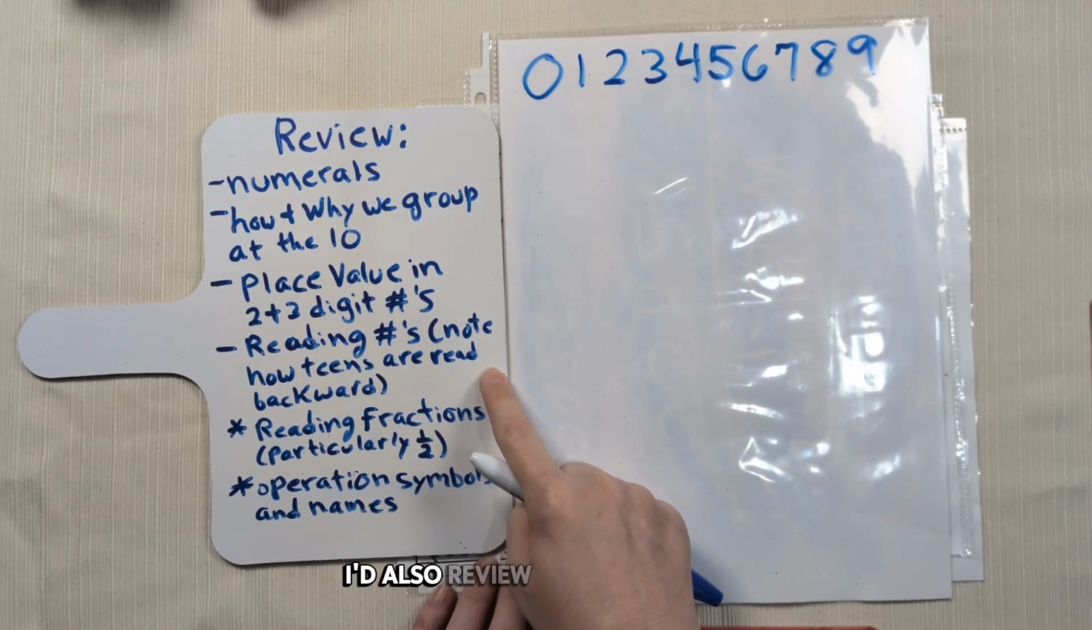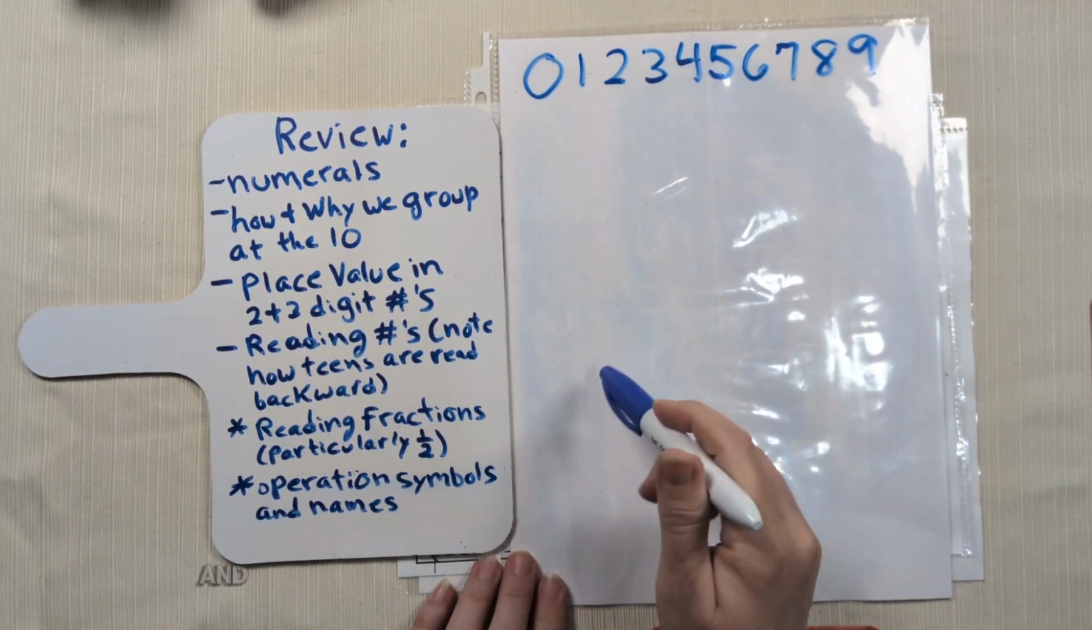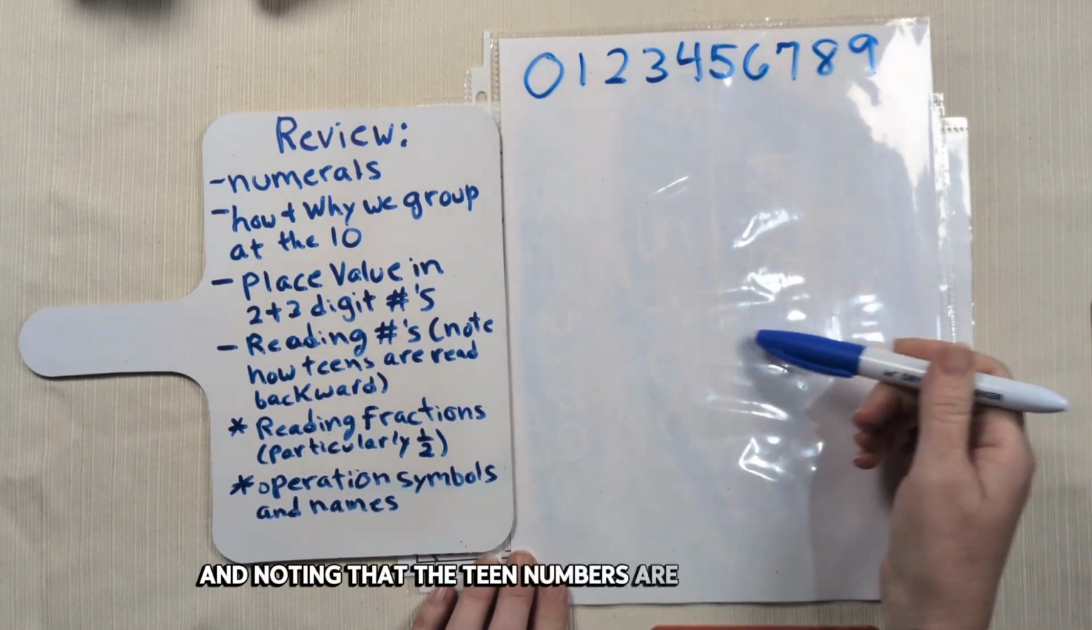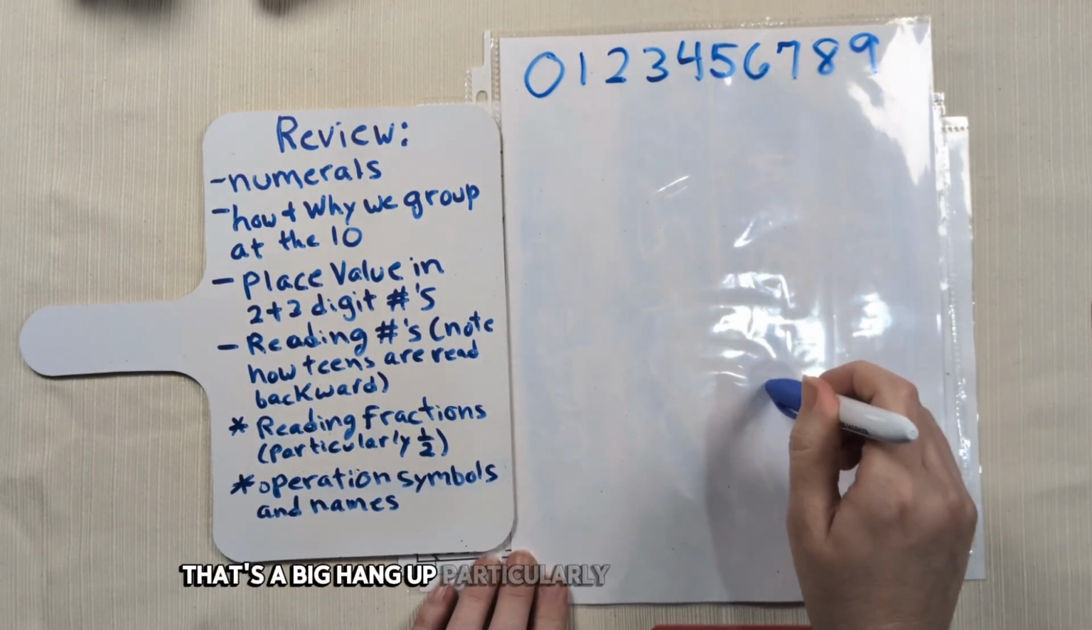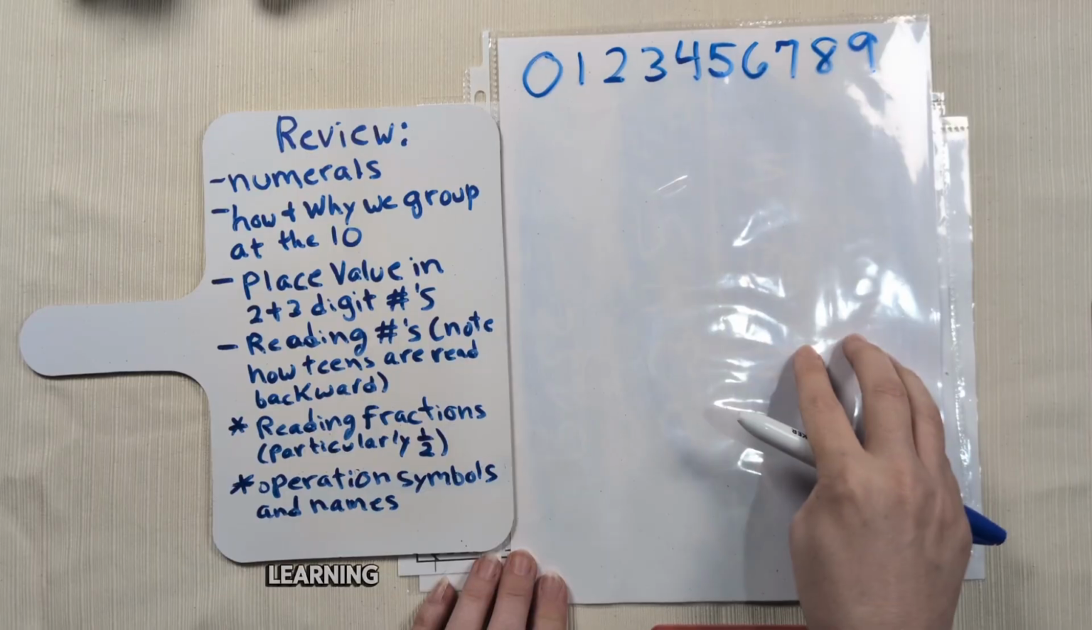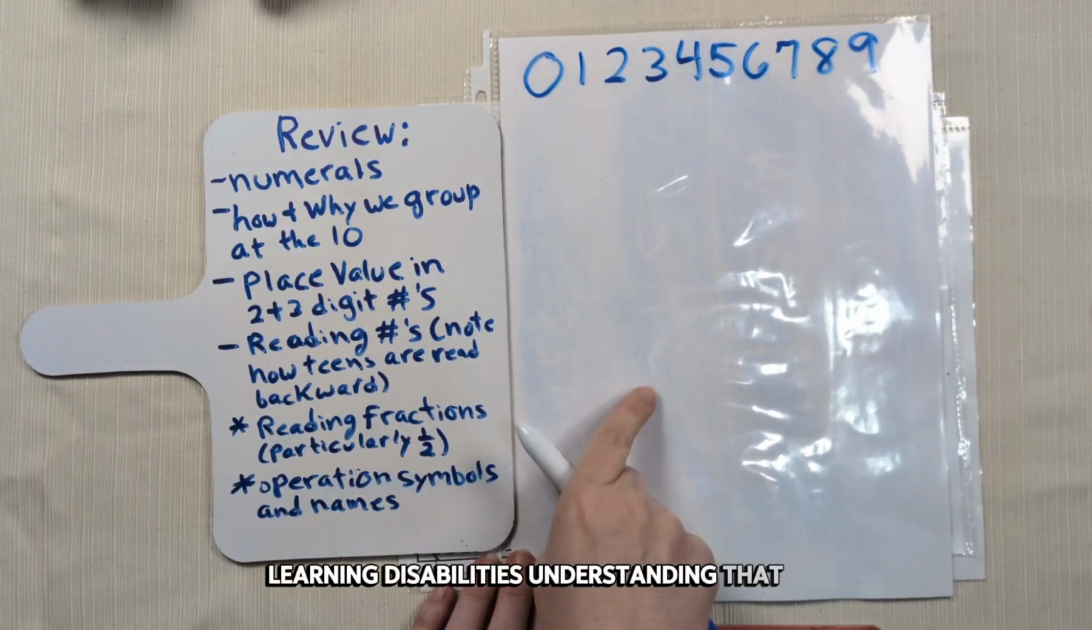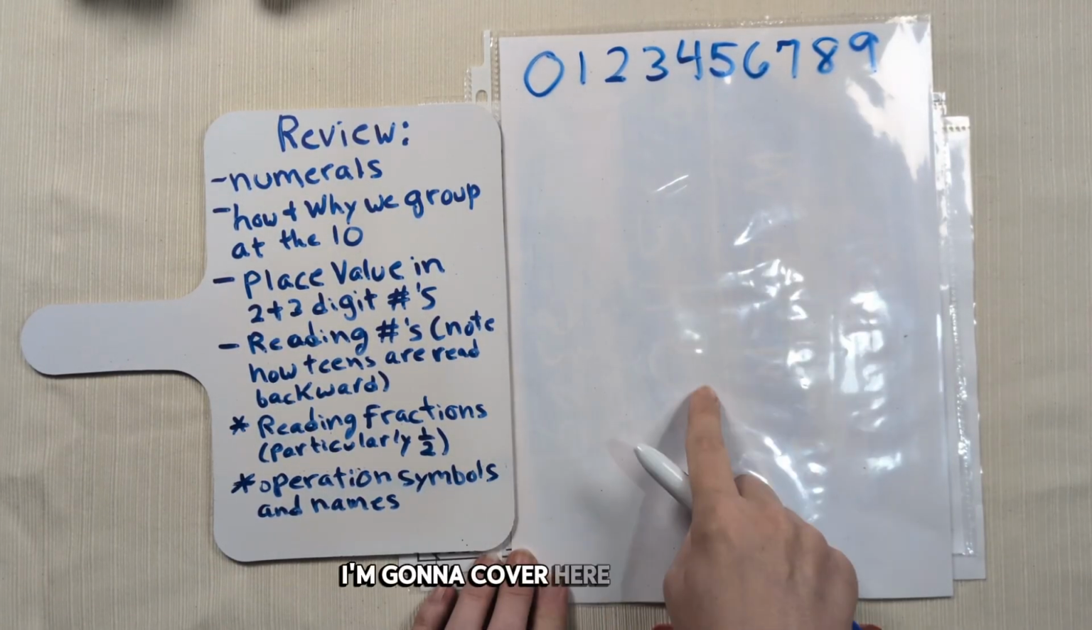I'd also review reading numbers and noting that the teen numbers are read backwards. That's a big hang up, particularly for students who have learning disabilities, understanding that. That's an important thing I'm going to cover here in a minute.